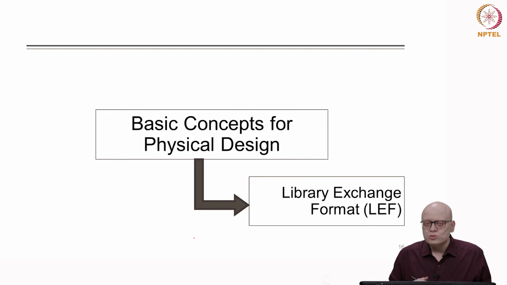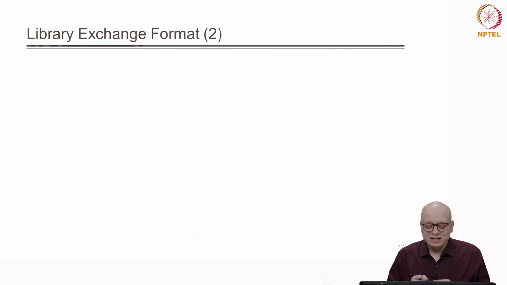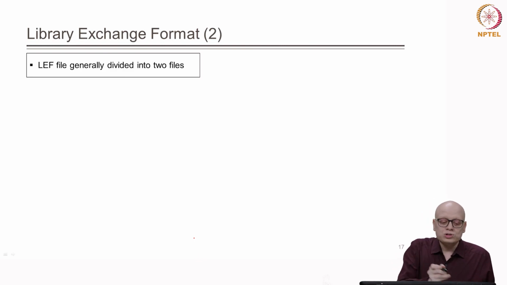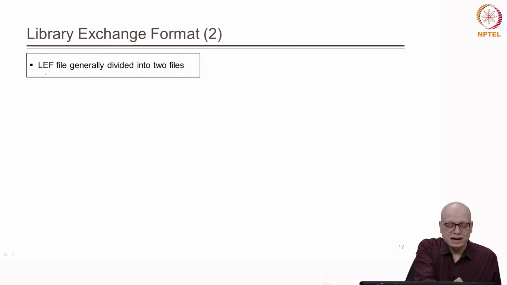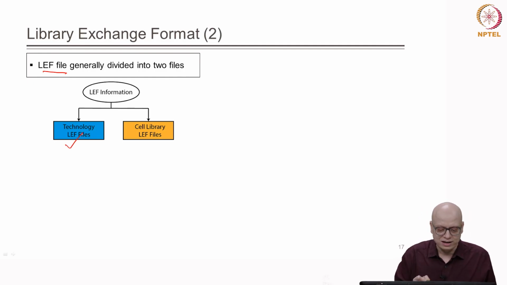Now, let us look into another important aspect of physical design, that is library exchange format files. From the discussions in the last two lectures, we can understand that the fabrication process has a strong effect on the physical design task. Therefore, we need to capture the information of fabrication during physical design, and we capture that information using a file known as the library exchange format file, or LEF file. Now, the LEF file is generally divided into two parts. The first part is known as the technology LEF file, and the second part is known as the cell library LEF files.